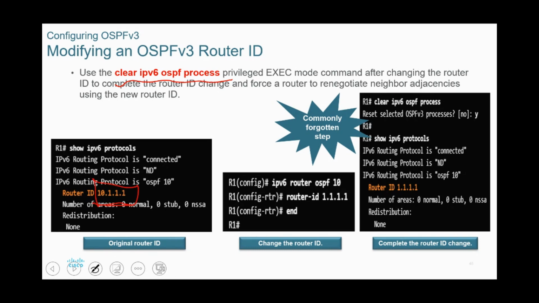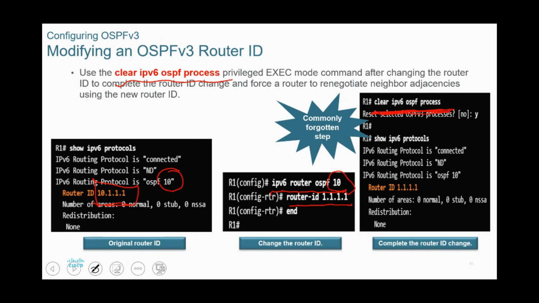If you want to change it to 1.1.1.1, you can just go back to your IPv6 router OSPF 10. Make sure this process ID is the same as what you configured earlier on. Then you reconfigure it with router ID 1.1.1.1, and after that you can just press Enter. And if you want to make sure that it takes effect and refreshes your previous router ID, you have to do this: clear IPv6 OSPF process.